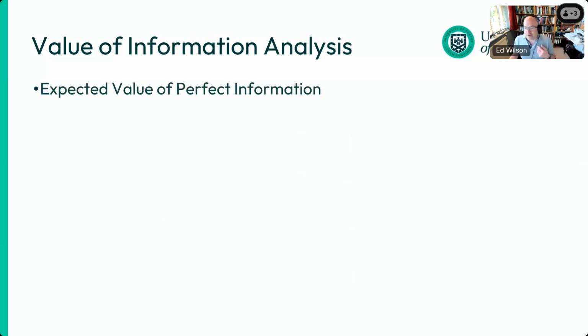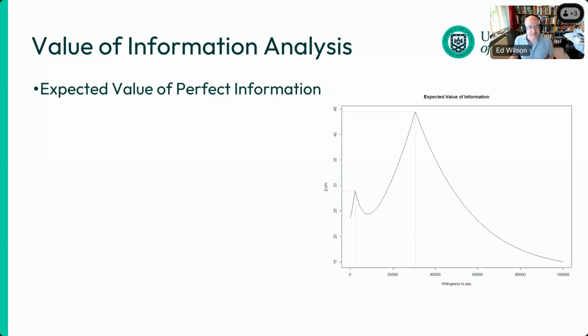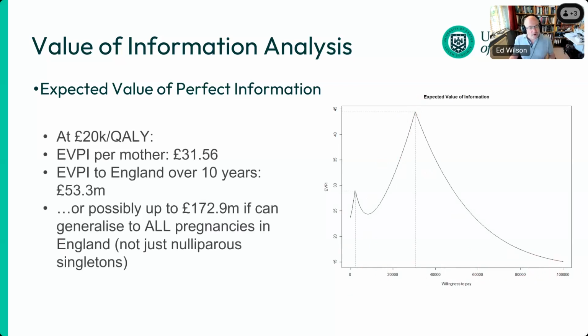Well, we plugged this into the SAVI software again, calculated the expected value of perfect information. I haven't actually gone into detail about this, but you can calculate EVPI for a range of willingness to pay values, and you end up with a sort of a peak, and then it goes down and then eventually goes up again. But we found that at £20,000 per QALY as your threshold, the EVPI per mother was £31.56. Well, what does that actually mean?